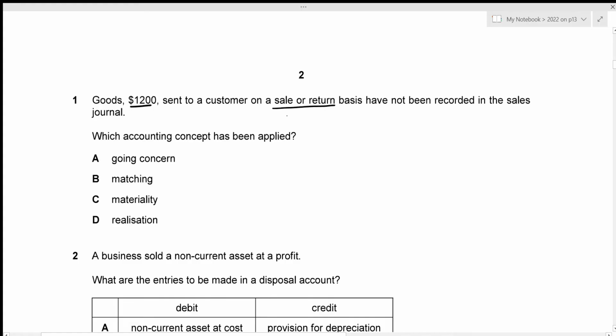And until then, we have to count those goods as part of our inventory. So the correct answer we are looking for is going to be the realization concept, which is given in option D. This concludes the first question. Let's move towards the second one.